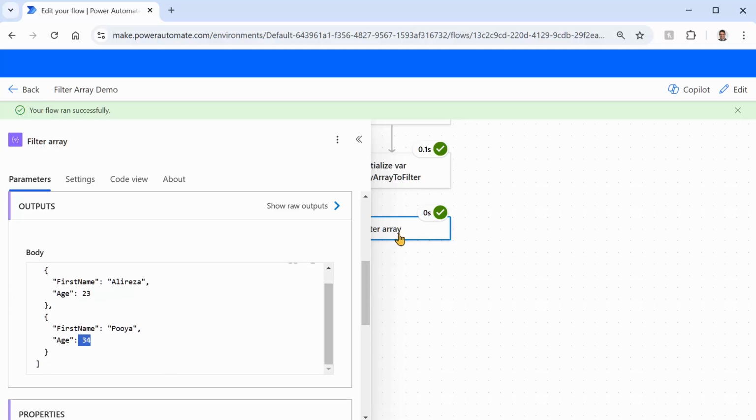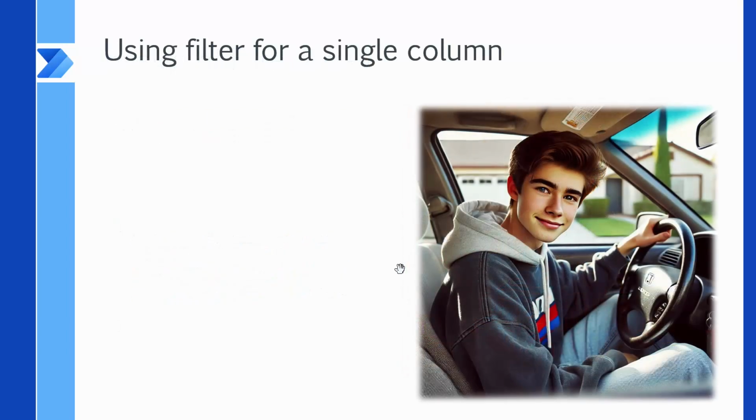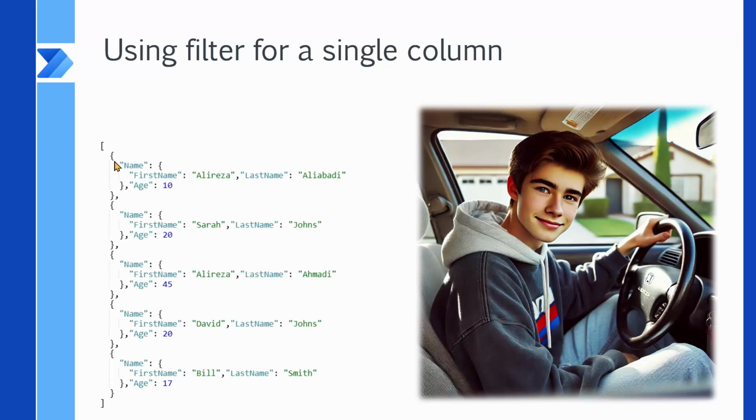Now, you can use the output of this array to do whatever you like. This was our very basic example, but let's take it to the next level. Still, I want to use it for a single column, but I want to take it one level higher. So instead of first name and age, now each record has two properties again. It has name and age, but name by itself is a record. So name contains first name and last name.